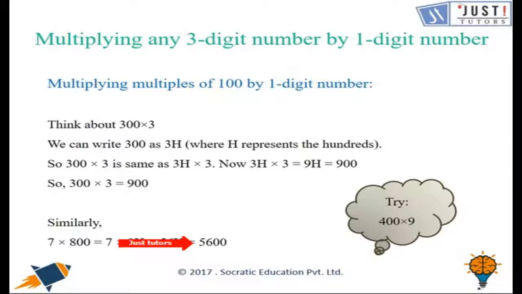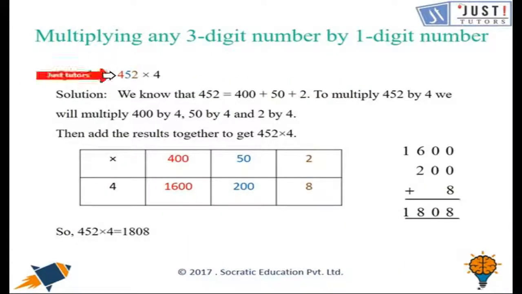Now we will move ahead towards multiplying any 3-digit number by a 1-digit number. So there's this example, 452 times 4. We can write 452 as 400 add 50 add 2. If you notice, we have broken down 452 into its hundreds, tens and ones, and then we are going to multiply all of them by 4. So 452 times 4, we are going to multiply each of them individually. So 4 times 400 makes 1,600. 4 times 50 makes 200. 4 times 2 makes an 8.